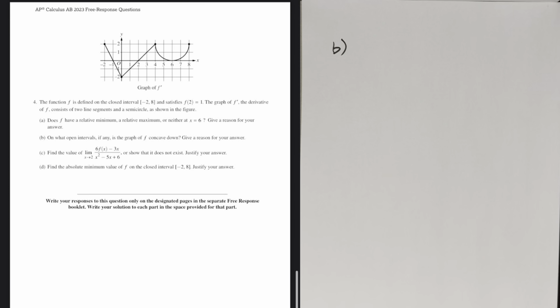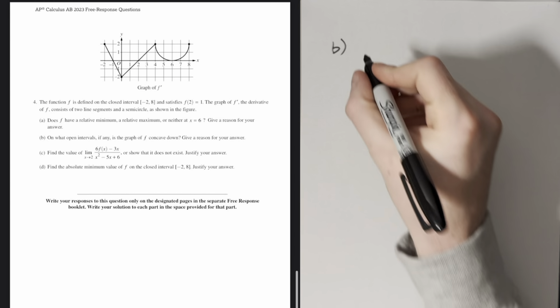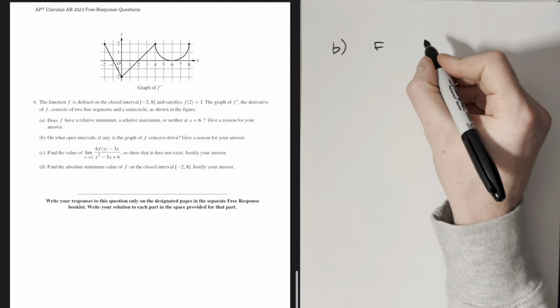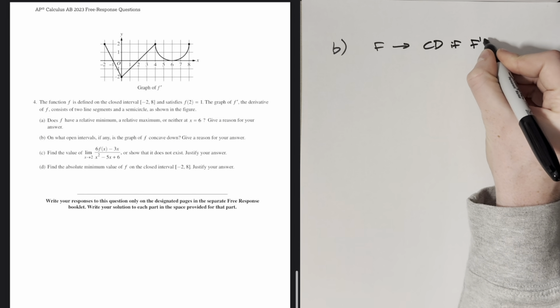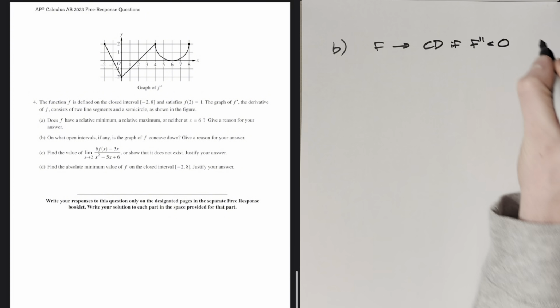So part B says, on what open intervals, if any, is the graph of f concave down? Give a reason for your answer. Now, we have a function f. We know that a function is concave down if our second derivative is less than 0. Now, this graph of f prime of x, right? That's what we're looking at. We're not looking at a graph of f. So, looking at the graph of f prime, what represents the second derivative? Give you a second to lock in your answer in your head.